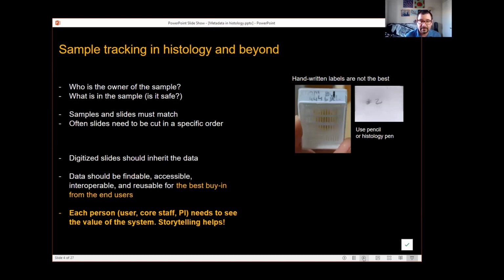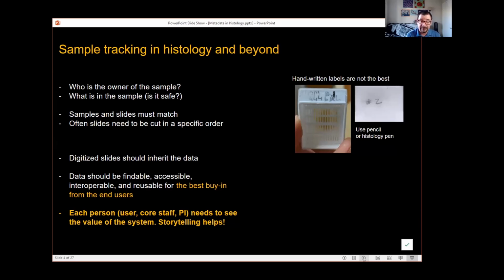It would be ideal if the slides that we digitize would inherit all of those data that were accumulated along the way, and data should be FAIR, right? So if you create a system that allows your users to find their records, access them, reuse them, and ideally this would be interoperable as well, you can get the best buy-in. And that is probably the most important statement in my presentation: every person that is going to be using this, either user, core staff, or PI, needs to see the value of that system.